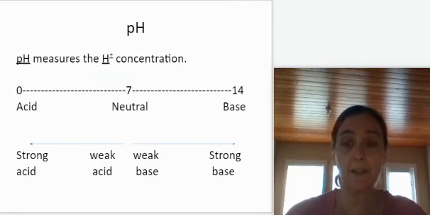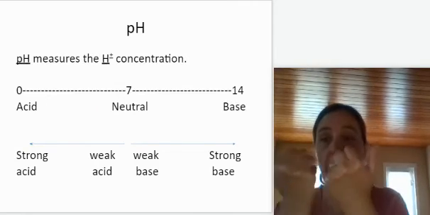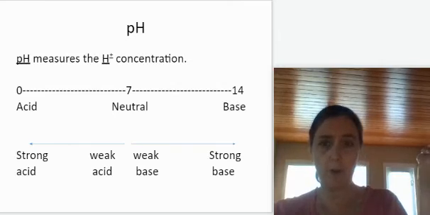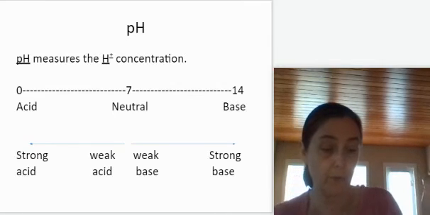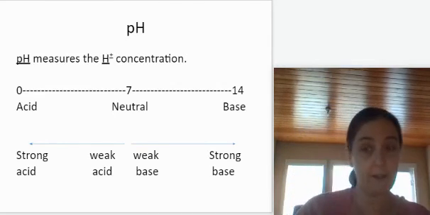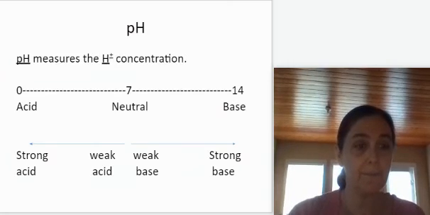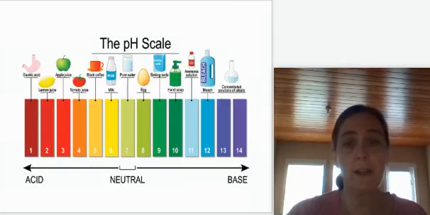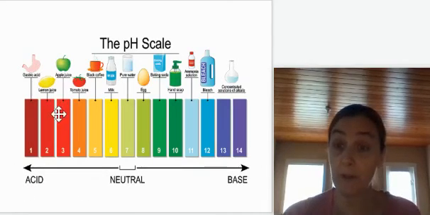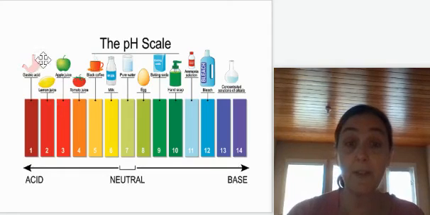So we have strong acids at one end. As you move away from 7, you get stronger and stronger. Toward the 14 side, it's bases. Toward the 0 side, it's acids. And 7 is neutral. So you'll have the scale where you have all different solutions that give off different numbers of H pluses and therefore find themselves in different places on the pH scale.